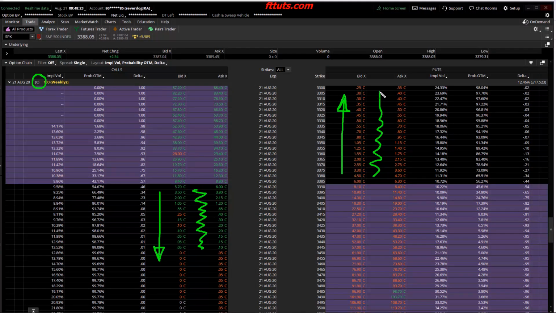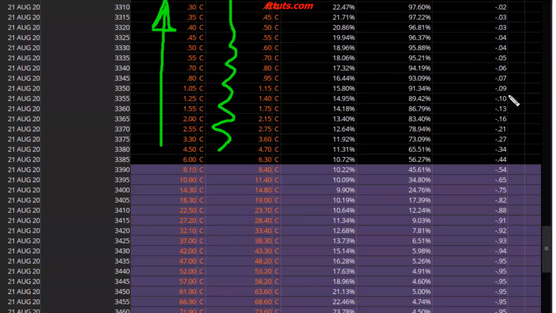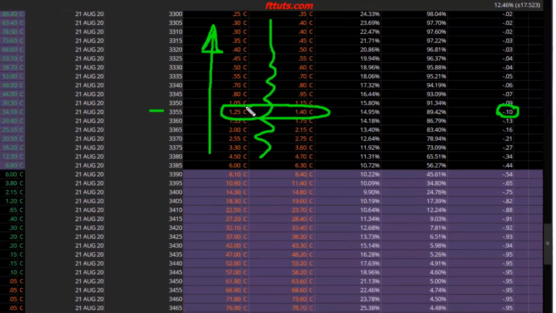However, there's a probability to these. For instance, this option right there at 33.55 has got a value of delta of 10, which means that there's a 10% probability that by the end of the day, this option could be in the money and could have intrinsic value to it. So therefore, they have to assign this a value. They have to give it value. There is extrinsic value to that option.